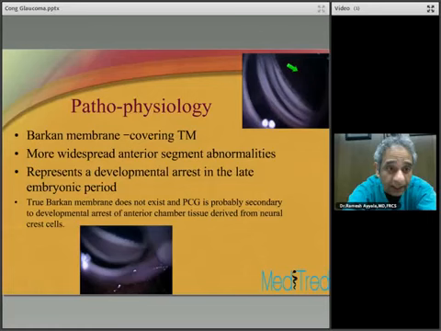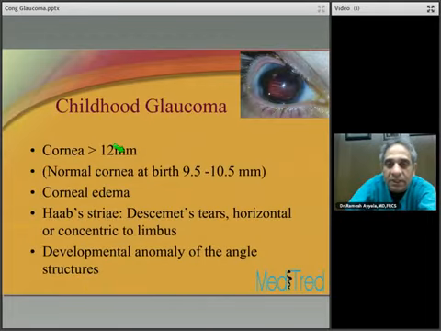Corneal edema, as I mentioned, because of increase in intraocular pressure, will give you that bluish discoloration of the eye, and that to the limbus, as is visible in this particular patient here. You can see that the striations, these striations are running horizontally.